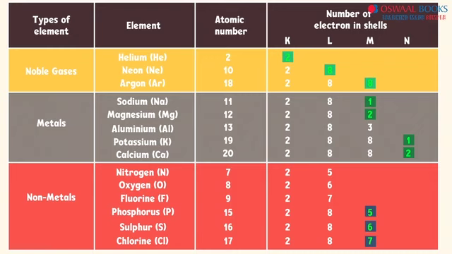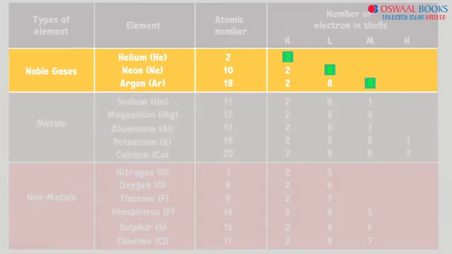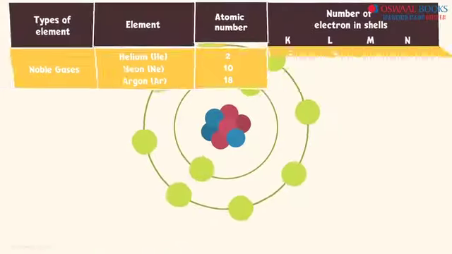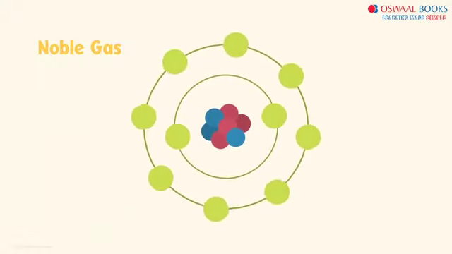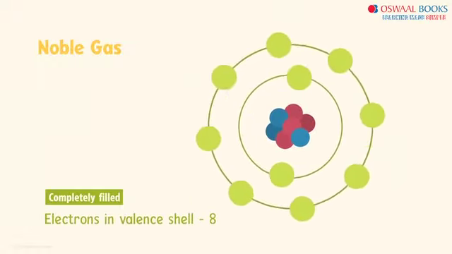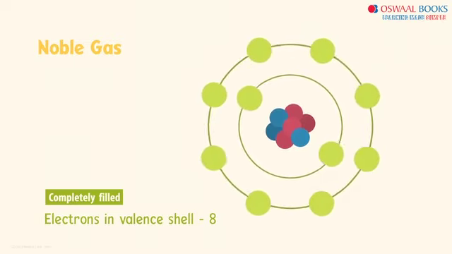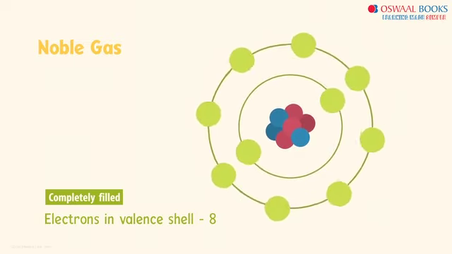If you look at the valence shells of the noble gases, we see that they are completely filled. These elements show very little chemical activity. Every element has a tendency to attain a completely filled valence shell. If the valence shell is already filled, then there's no desire to attain a filled valence shell.